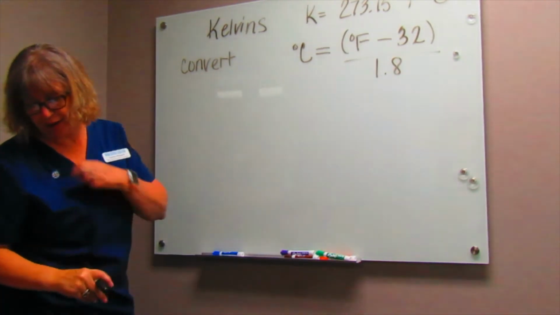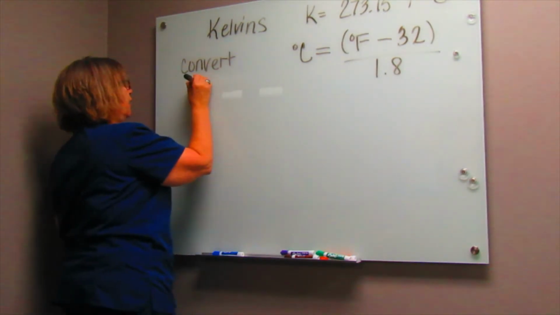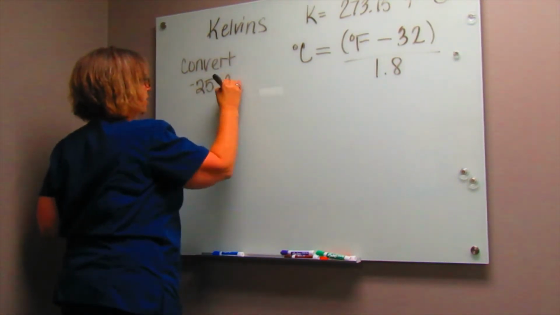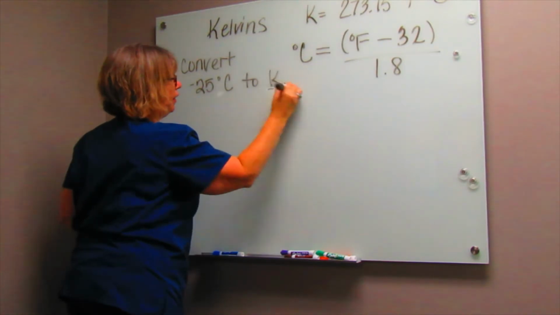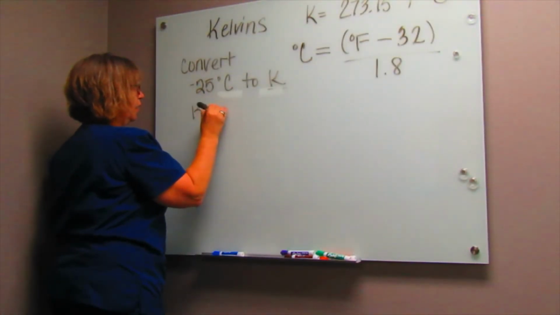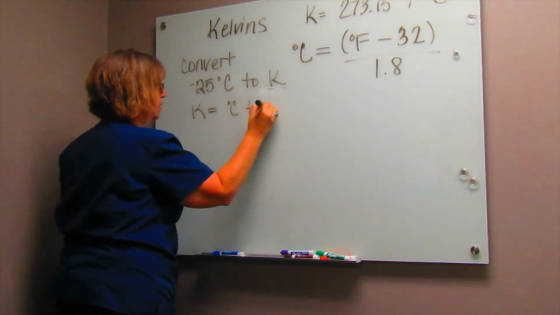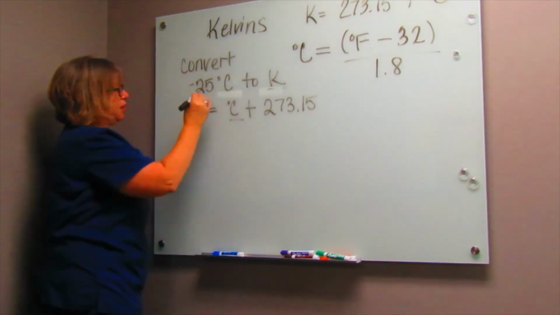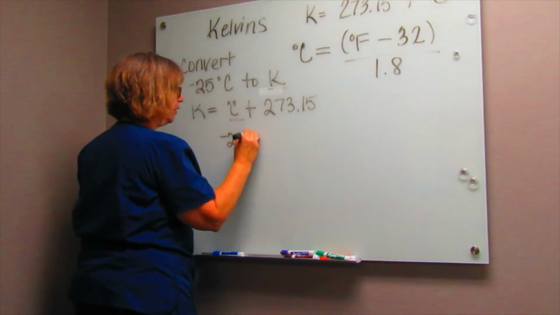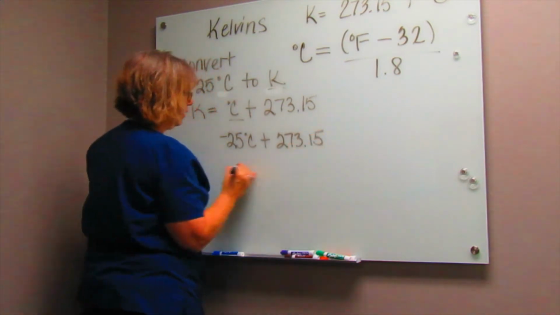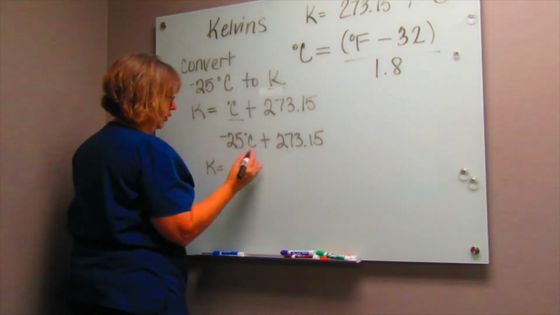Okay, so let's look at converting negative 25 degrees Celsius to kelvins, okay? Based on these formulas here, we're going to take our standard formula, kelvins equals degrees Celsius plus 273.15. So we're going to plug in our values, our negative 25 degrees Celsius plus 273.15.